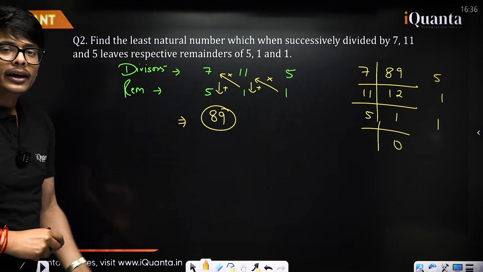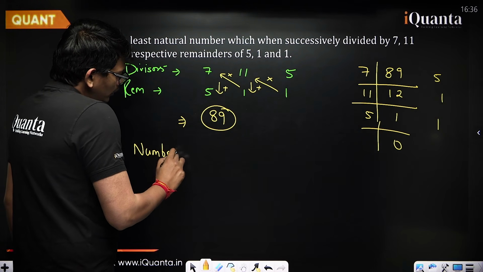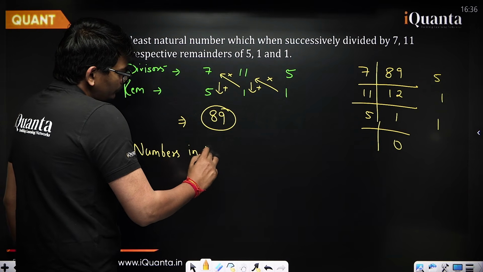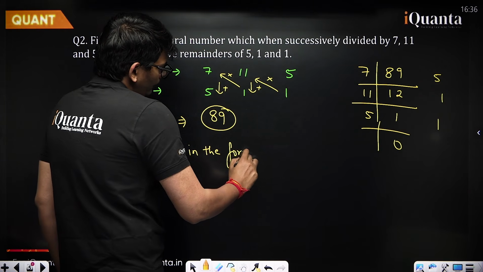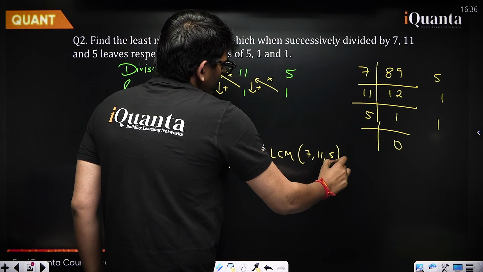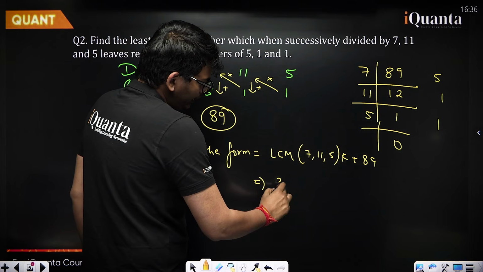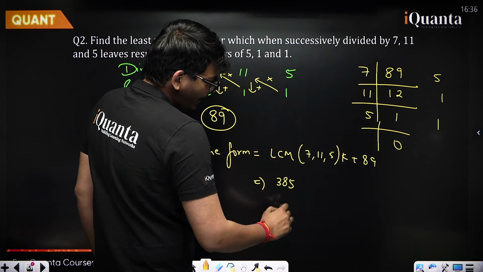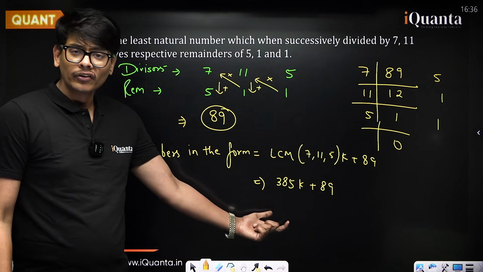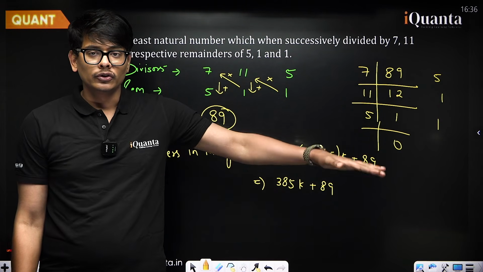So this is my least number, and if someone asks you what will be the numbers in the form, numbers in the form LCM of 7, 11, 5, k plus the least number. That will be 385, I think, k plus 89. So, to find out the least number, k is equal to 0. To find out the second number, k equal to 1 and so on and so forth.